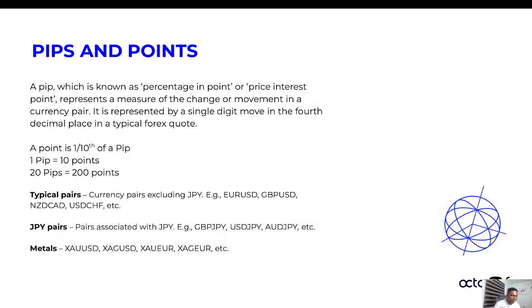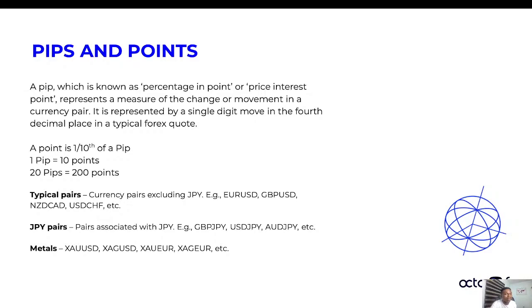Now, the question is, what is a pip? A pip, known as percentage in point, represents a measure of change or movement in a currency price in a currency pair. So when a price moves, the pip is a measure of the change that occurs. A point is 1/10 of a pip. So 1 pip is equal to 10 points. Do you catch that? So 20 pips is equal to 200 points.